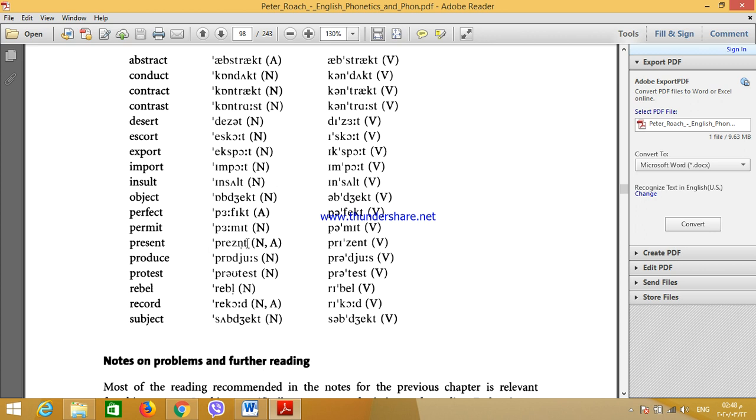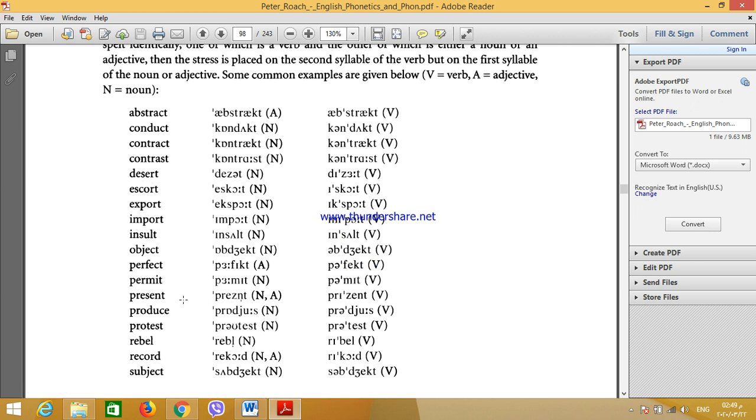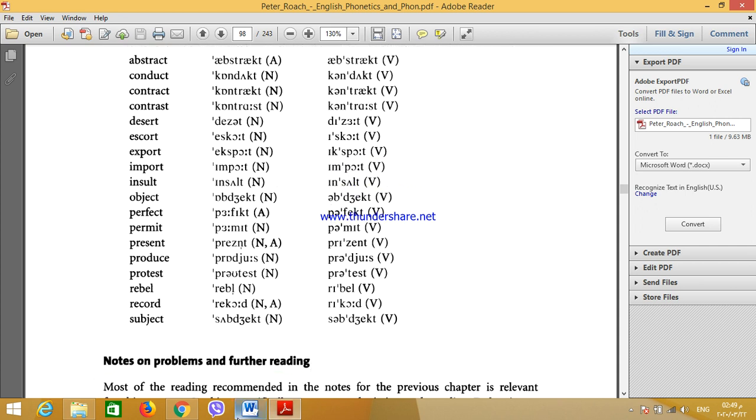Here are more examples on words that can change their meaning and change their grammatical category when the position of stress is changed. Contract and contract. Contract is a noun with its first part stressed, and contract is a verb with its second part stressed. You can have a look at the whole list.